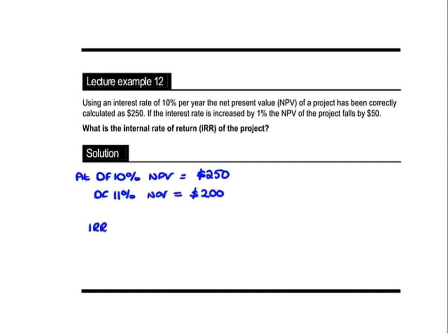So the IRR then is equal to 10, the smallest discount rate, plus the NPV at 10% divided by the NPV at 10% minus the NPV at 11%, and it is a minus here because that number is positive, times by the difference between the two discount rates. So 250 divided by 50 plus 10 gives us an IRR of exactly 15%.